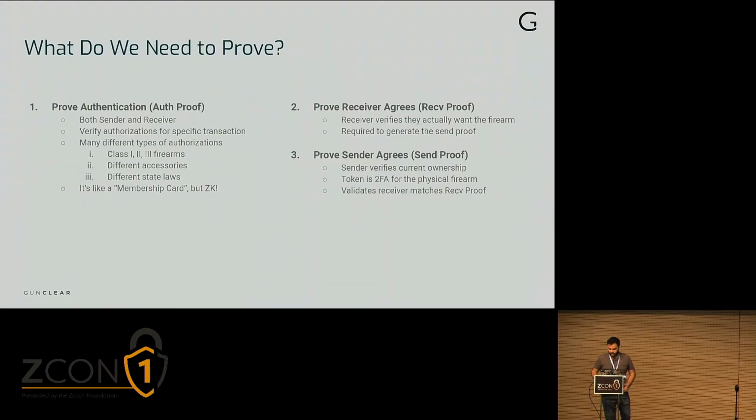I guess I'm missing a slide. So we need to show 3 things overall. So the first proof is that we need to show that both the sender and receiver are members of the network, and then they have the correct status to exchange the firearm.